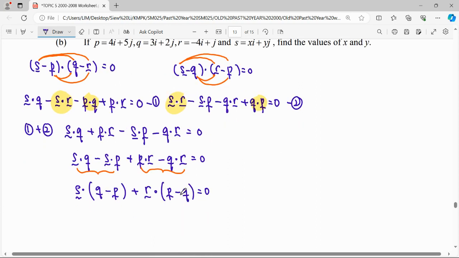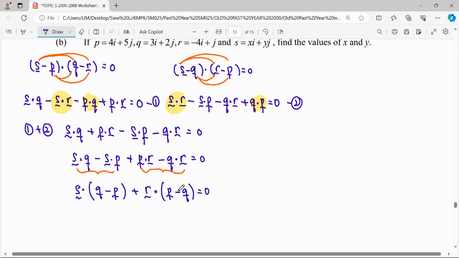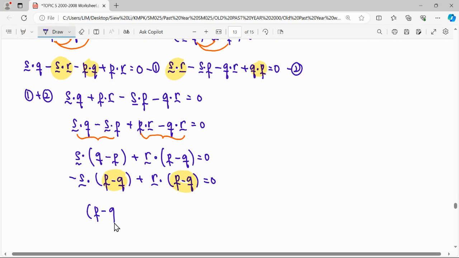So we can notice that we are nearly at the same vector here, where we're going to try to maintain P minus Q. So when we maintain P minus Q, the negative we factorize out will be negative S times P minus Q, then we factorize out the whole thing, P minus Q. As we take out this vector, P minus Q, remaining is negative S plus R.